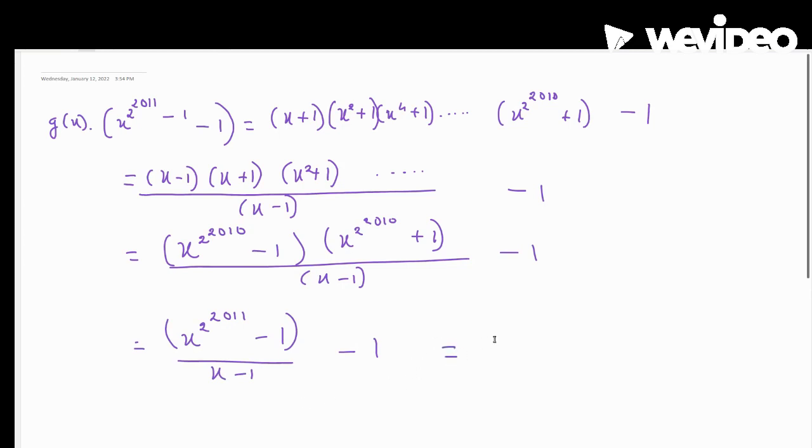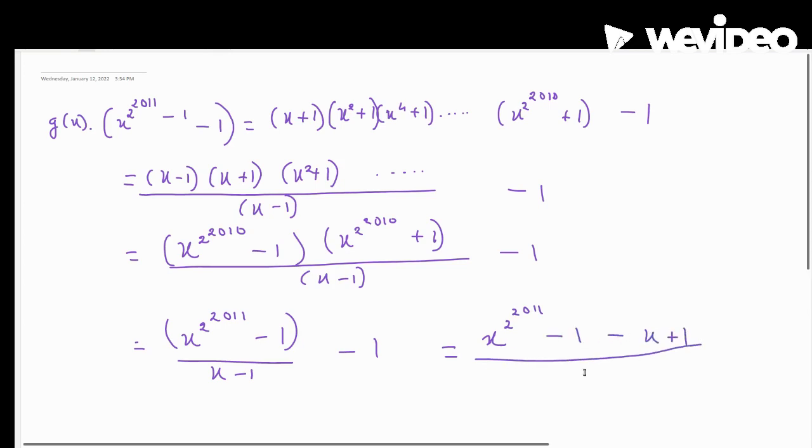So now we can simplify it a bit. Let us take x minus 1 in the LCM. So it will be (x to the power 2 to the power 2011 minus 1 minus x plus 1) whole by x minus 1. So this 1 gets cancelled, and then we can take x common. So it will be x into (x to the power 2 to the power 2011 minus 1) by x minus 1.